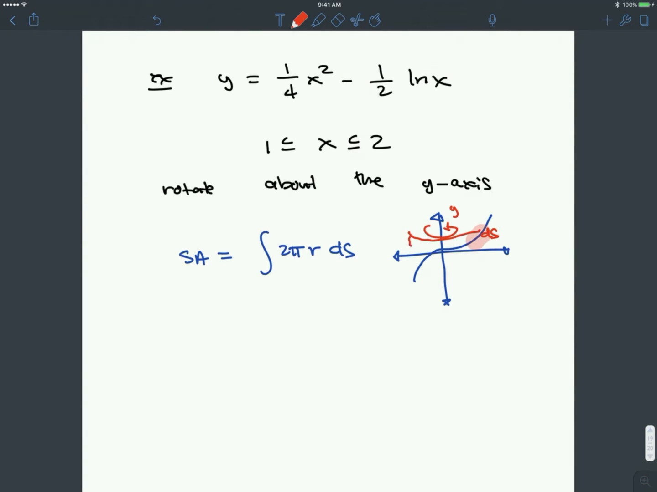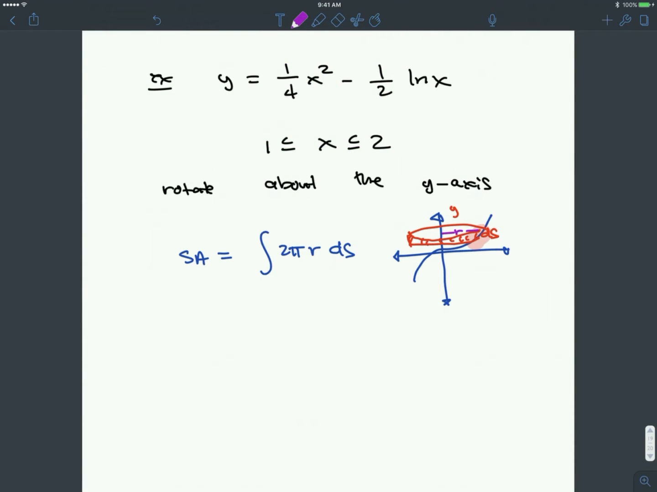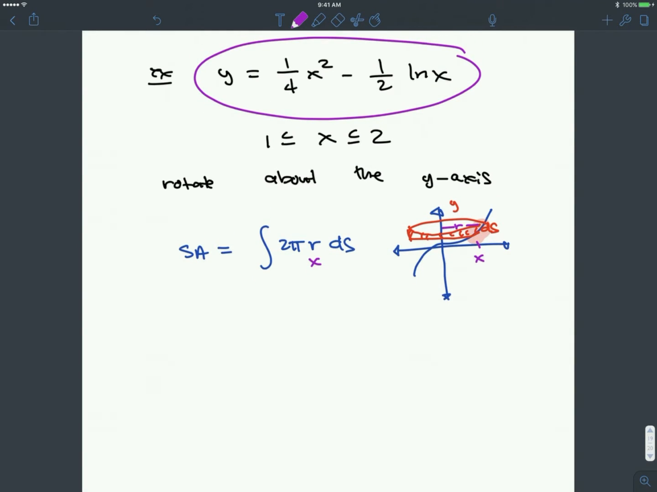And again, stay with me on this. Looks pretty horrible. But we get this strip here. Here's my ds. More importantly, this is my radius, which is x. So what I want to illustrate is that this radius here is simply x. It doesn't matter that my curve is given in terms of y. We're going to leave that radius be x because that's what the radius is. Nevertheless, that tells us what ds to use.